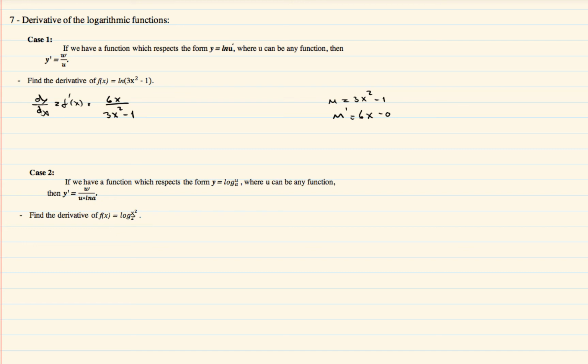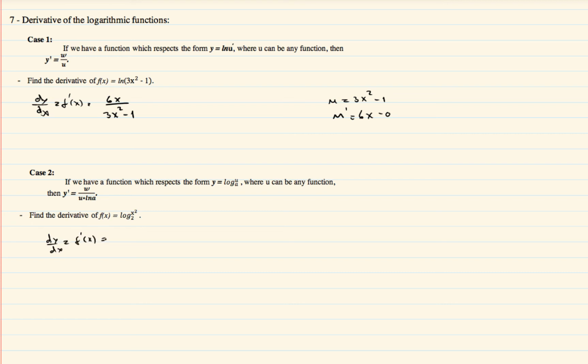To solve this, it looks a bit similar, but the difference now is that we again take the derivative of the argument, which is u, divided by the original argument, which is u, into the natural log of that constant which is in the base. So the derivative of u, which is the argument, divided by the original u, multiplied by the natural log of the base of the log that was given to us. See this example.